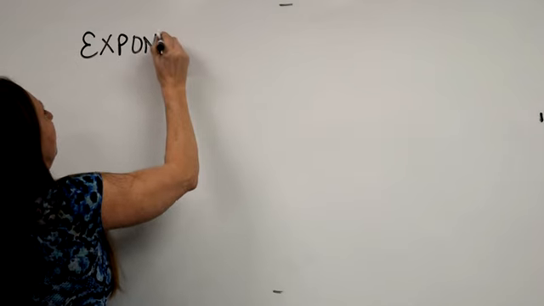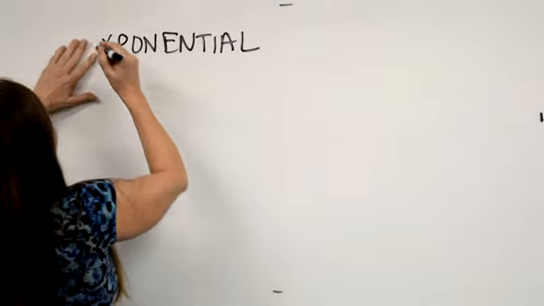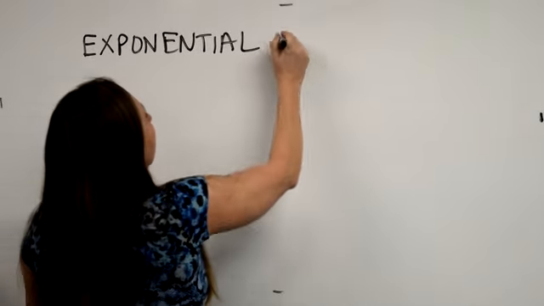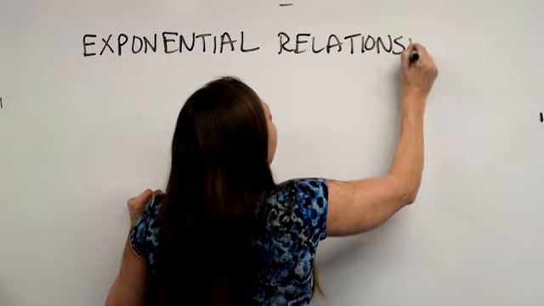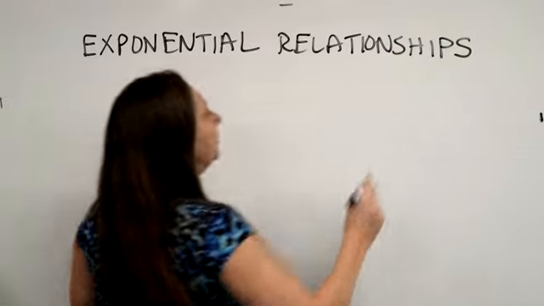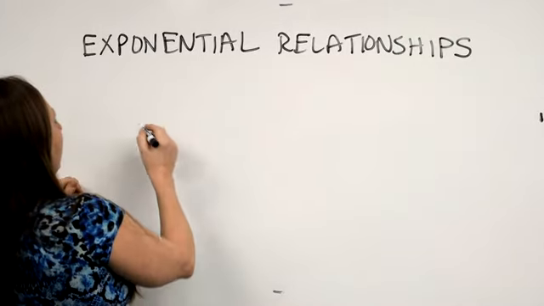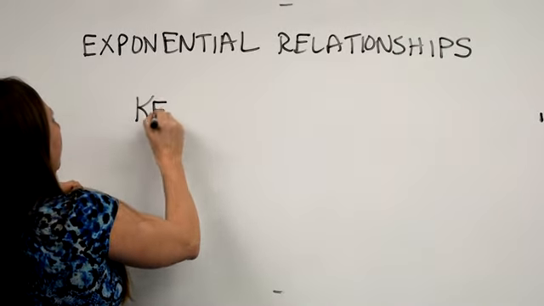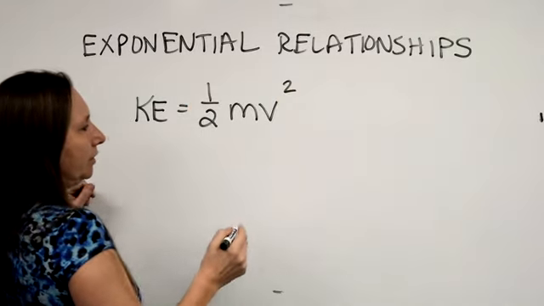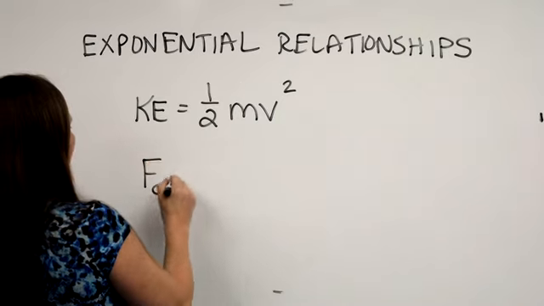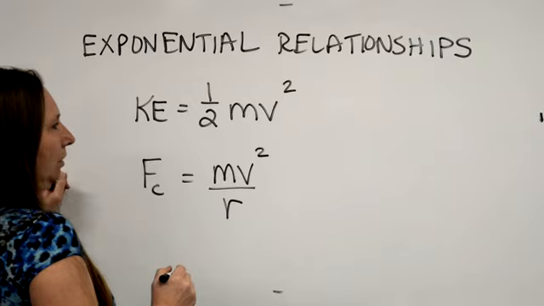Okay, exponential. I don't know why that made that E so weird. Exponential relationships. I don't know of any that are cubed. I mean, you could have a cubed relationship. These are all going to be squared relationships. So we've got kinetic energy is 1/2 mv squared. We've got centripetal force is mv squared over r.